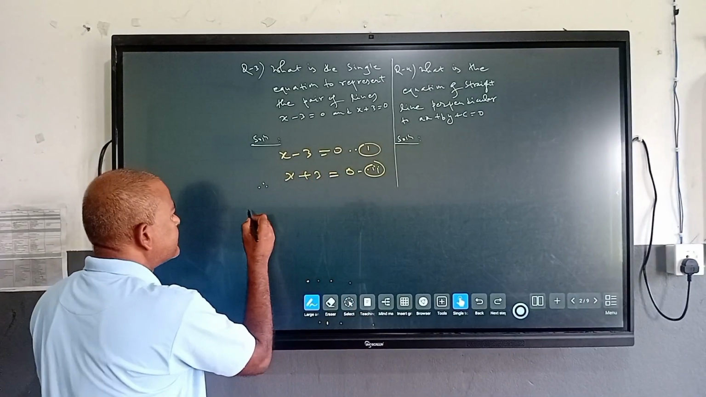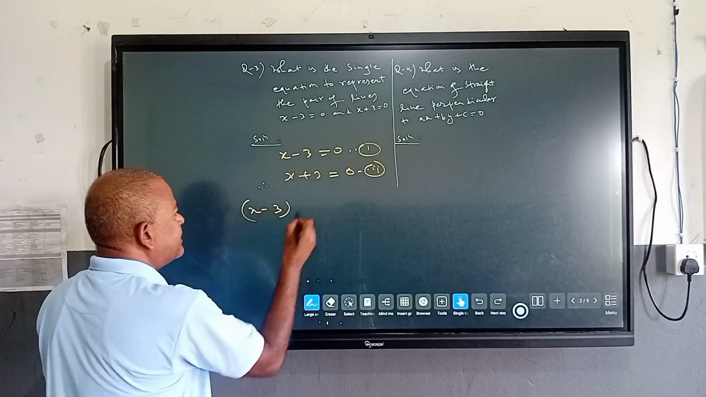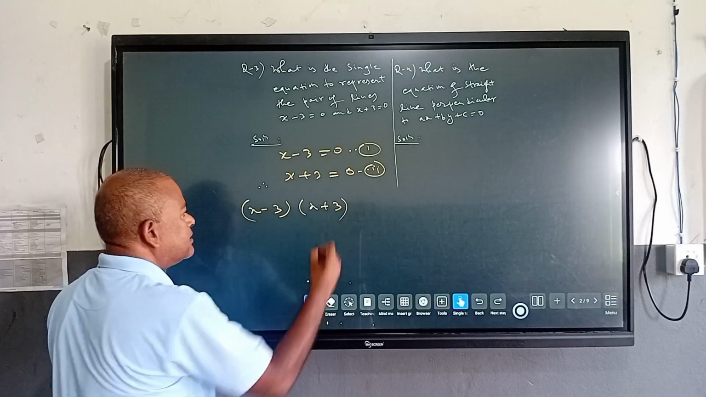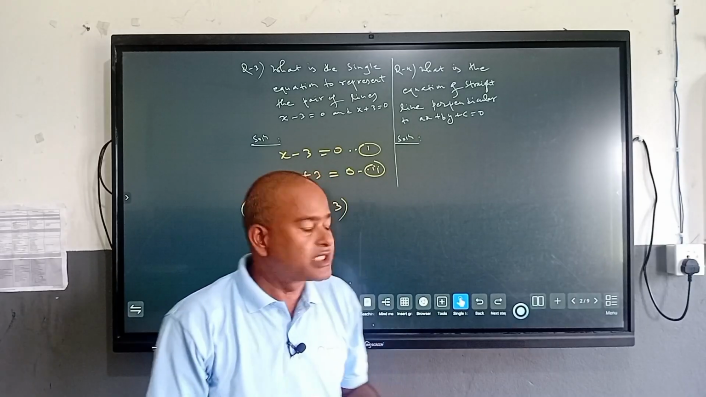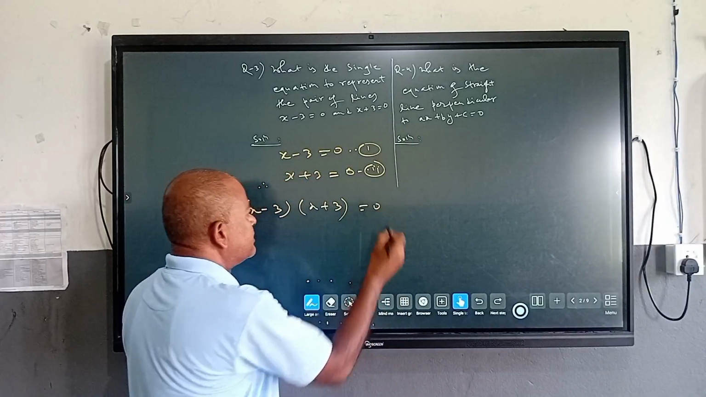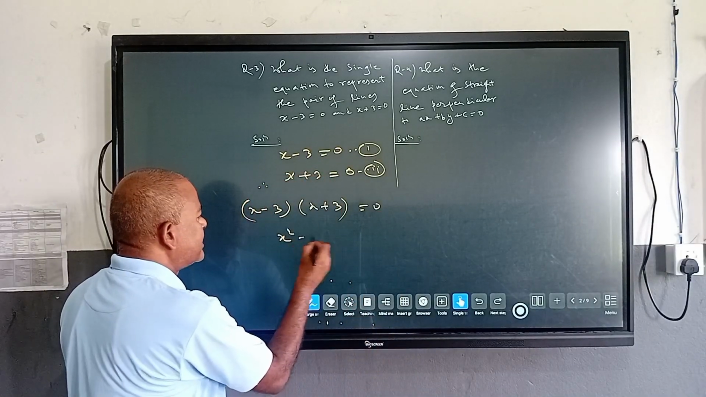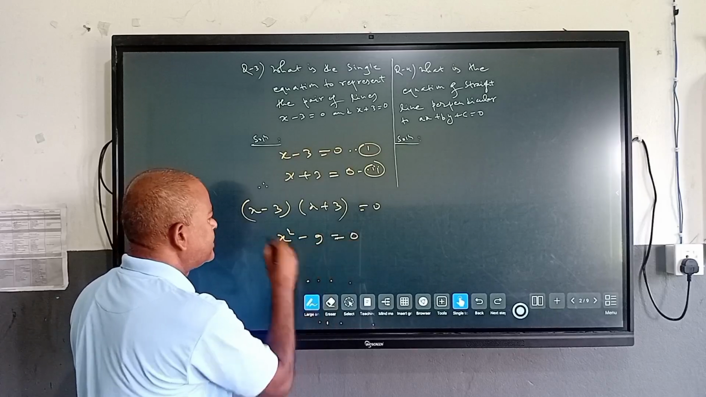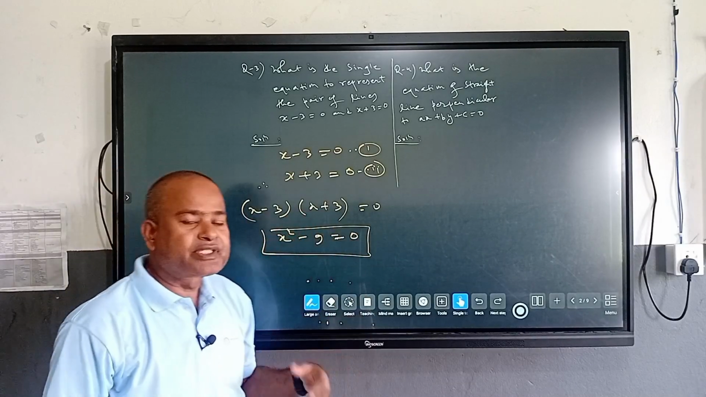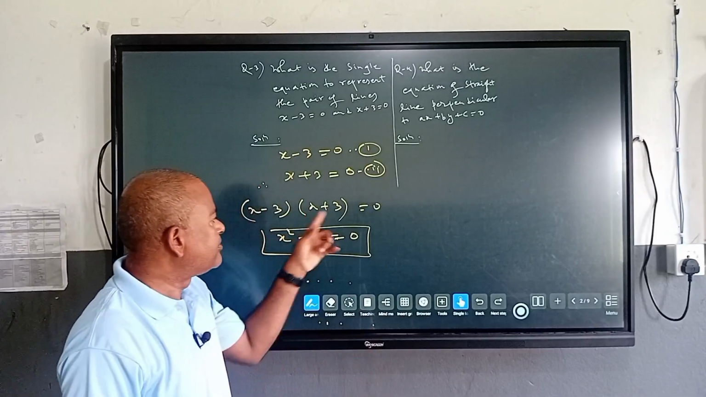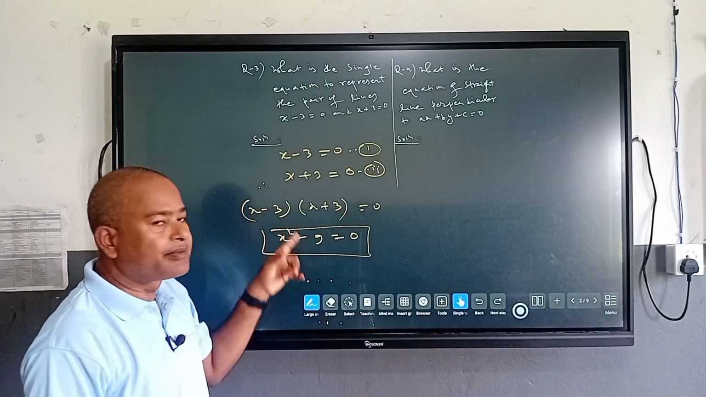So dear students, if we multiply the given two lines, x minus 3 equals 0 and x plus 3 equals 0, then we get x square minus 9 equals 0, because x minus 3 and x plus 3 are in the form of a plus b times a minus b.